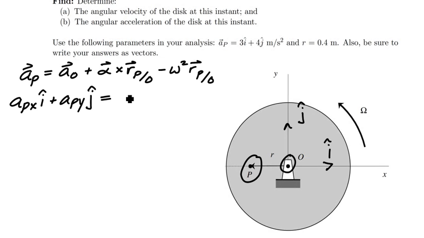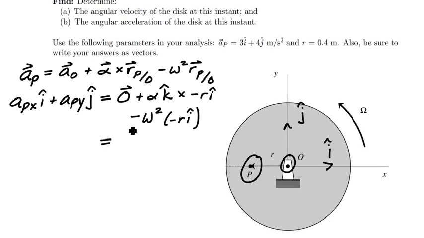That's going to equal the acceleration of point O, which is 0, plus alpha, which can be written as an unknown scalar alpha in the k direction, cross r of P with respect to O, which in this case is going to be minus r in the i direction. I can then subtract from that the unknown value omega, quantity squared, times r of P with respect to O, which is again minus r in the i direction.